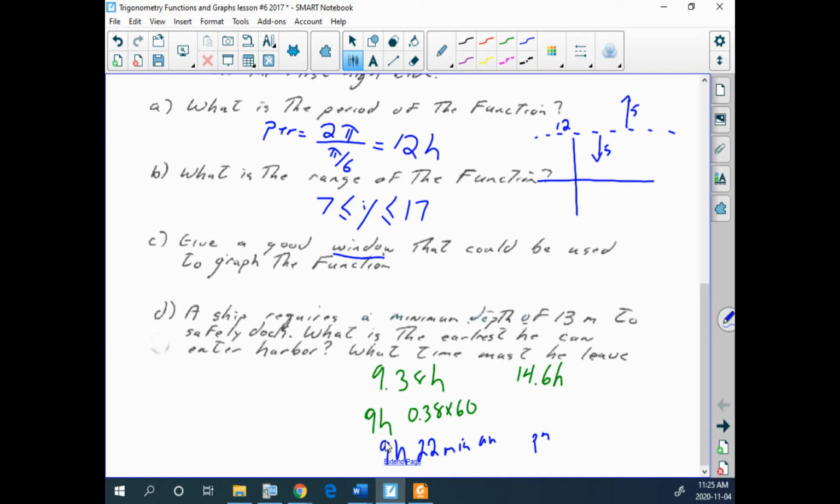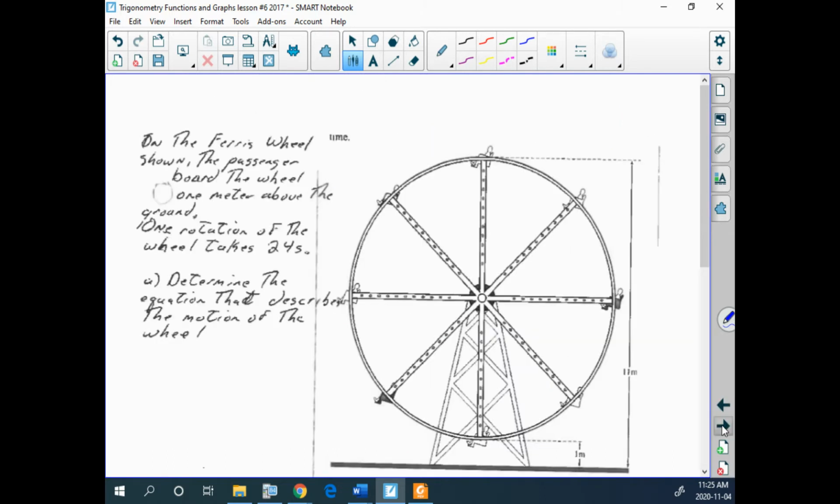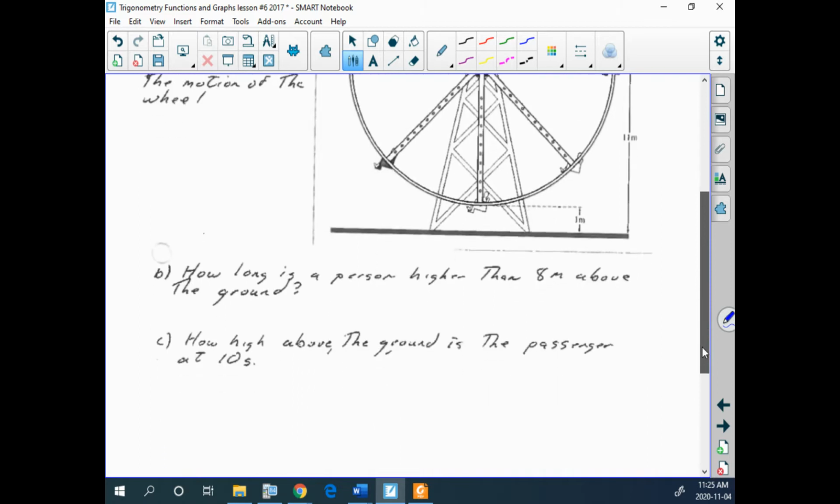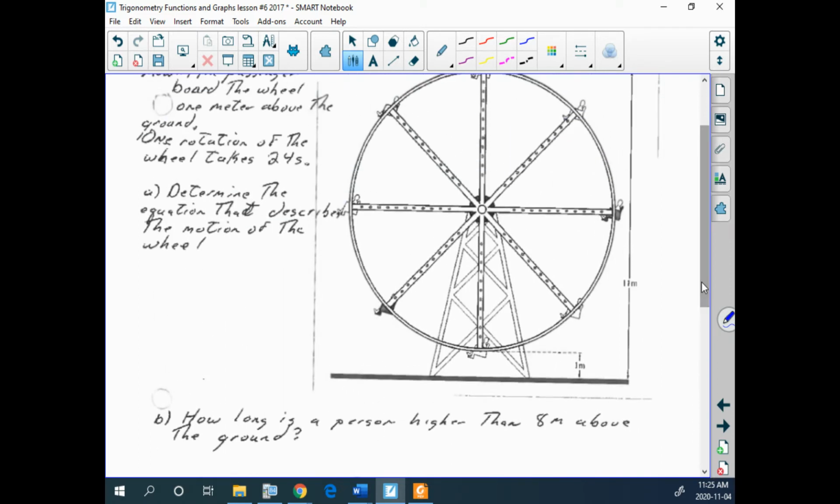Okay, so we'll look at what we want to look at for the period. I like to always put two windows in, or 2 periods in, just because I want to see what the graph looks like, although that's not required. Wheel questions are probably one of the most common type of questions that you're going to see. Ferris wheels and other things. They've started throwing some really weird ones at us.